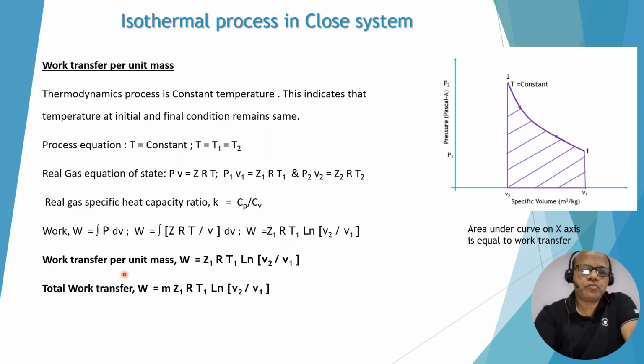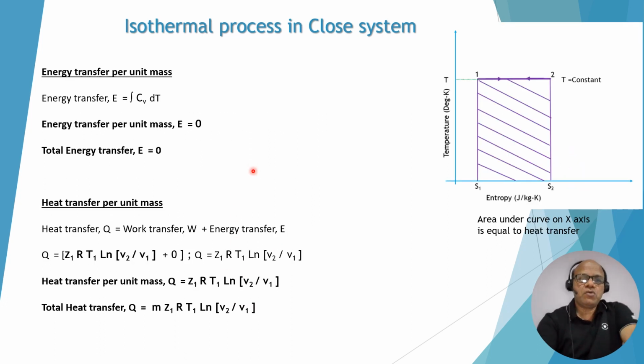So work transfer per unit mass W is equal to Z1RT1 ln V2 by V1. If you want to calculate the total work transfer, multiply with mass. These are the two equations for work transfer for the closed system. Now energy transfer: since there is no change of temperature, energy transfer per unit mass will be 0, and also total energy transfer will be 0.